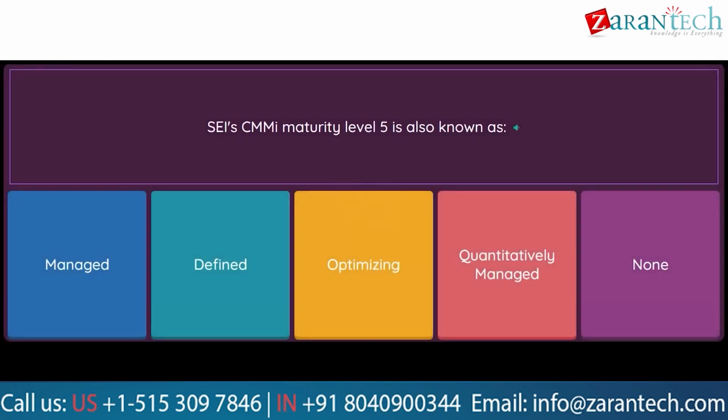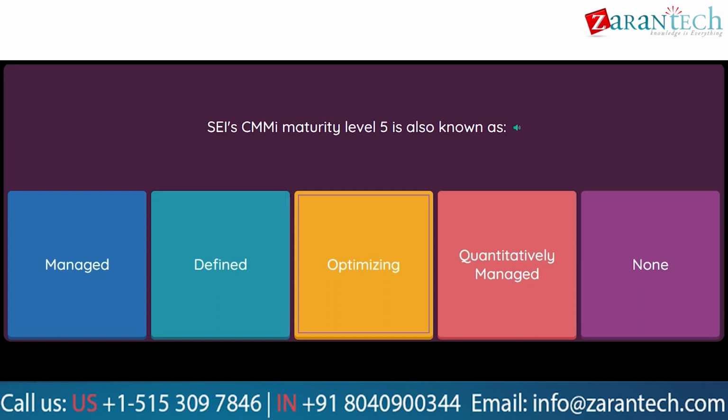Question: SEI's CMMI maturity level 5 is also known as. Option 1: Managed. Option 2: Defined. Option 3: Optimizing. Option 4: Quantitatively managed. Option 5: None.